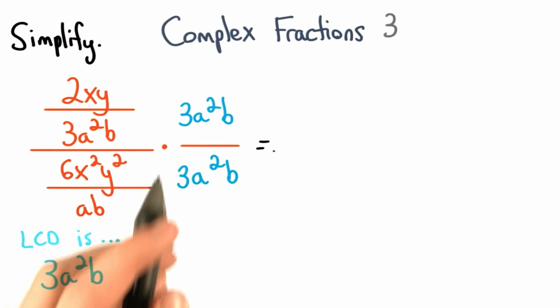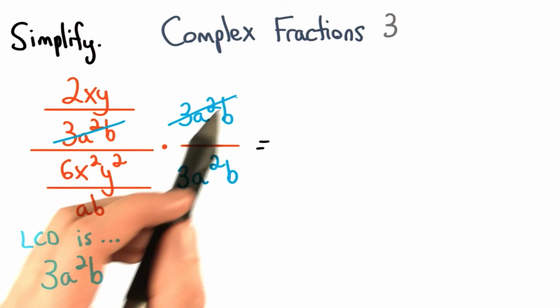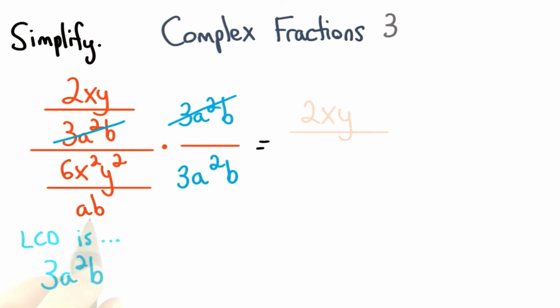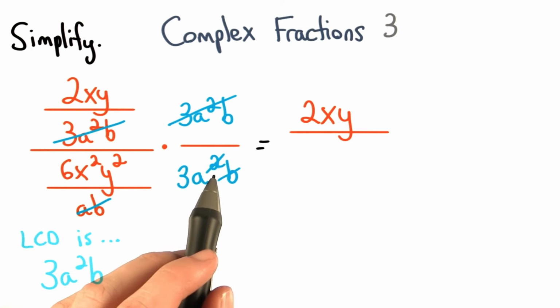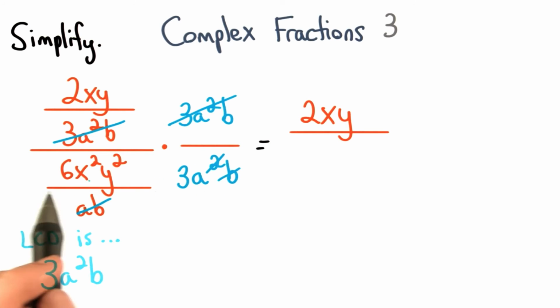Next, we multiply by the LCD divided by the LCD, a form of 1. These two factors would cancel out, leaving us with 2xy in the numerator. Here, we can cancel out 1a and 1b. This means we have to drop this power down by 1, leaving us with 3a times this expression.